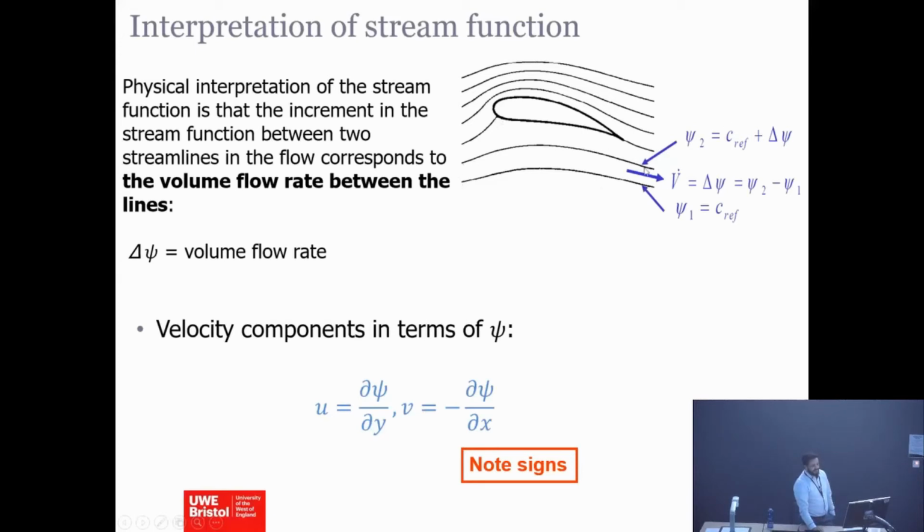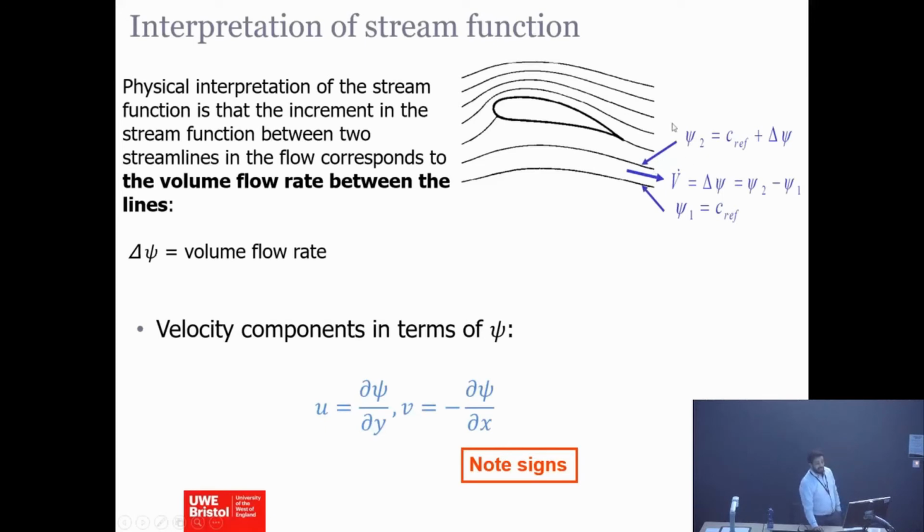So, streamlines. Let's say all these are streamlines. As I told you, each streamline can be expressed as psi(x,y) equal to a constant c. So all those lines have their own psi. Let's just consider these two lines above each other. The first one has psi1, a function of x, y, equal to a constant value c, which we call the reference c.